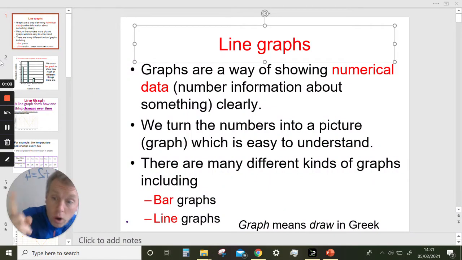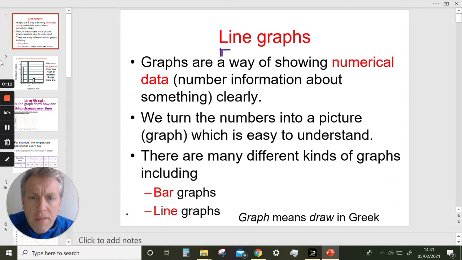Hi everyone. Okay, today's lesson is about line graphs. Line graphs. Well, what are they? Let's think about that for a minute.